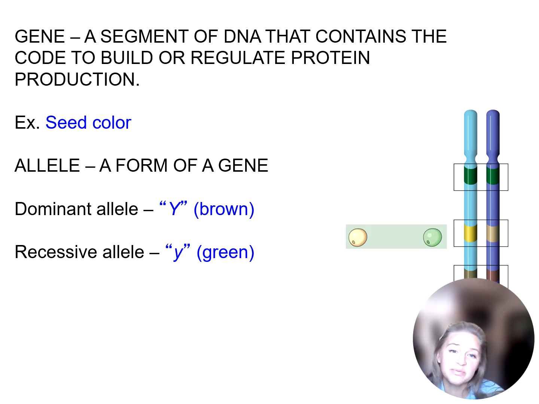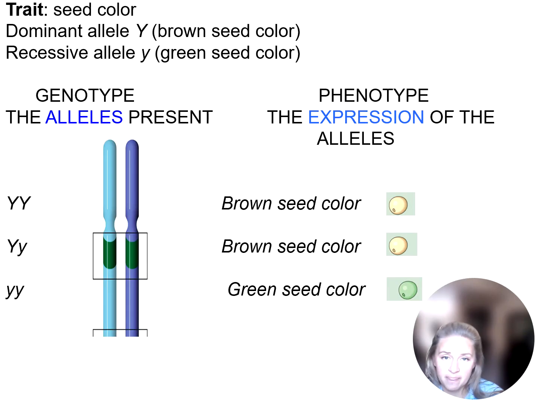So in this case, we see a dominant allele, which they are representing with a capital Y, and a recessive allele, which they are representing with a lowercase y. So a dominant trait, if you have even one copy of the dominant allele, then you'll express the dominant trait, brown seed color, and the only way you would see a green color is if you had two copies of the recessive allele. So if you're big Y, then you have a brown seed color.